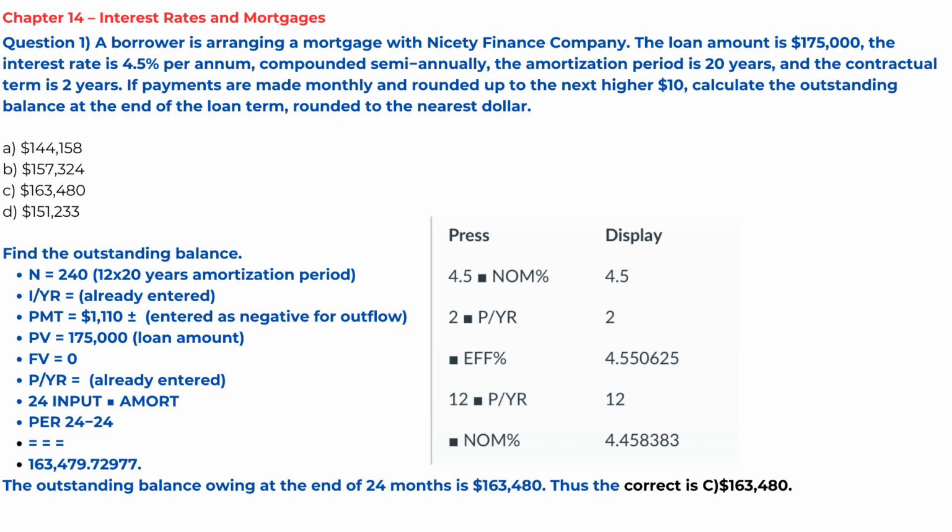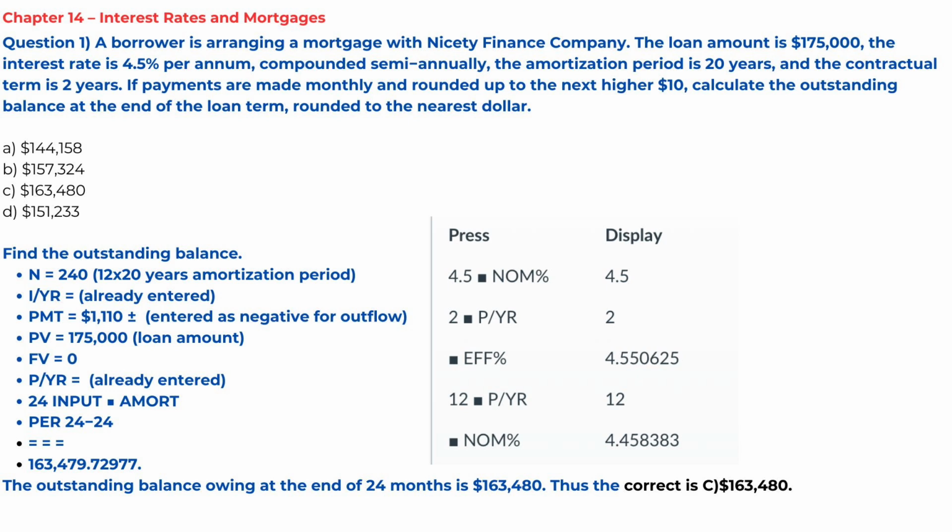Now let's find out the outstanding balance. 240 N, 12 monthly payments times 20 years amortization period. IYR, already entered in the first step. 1,110 PMT, plus and minus sign, entered as negative for outflow. 175,000 PV, loan amount, 0 FV. PYR, already entered.